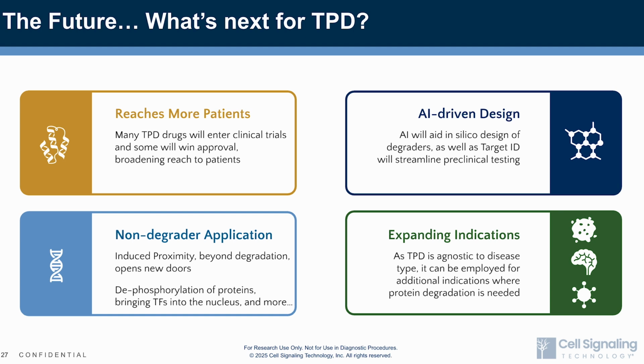With the advances of artificial intelligence, AI-driven design will also aid this field. That's not just in terms of in silico design of the degraders, but also target ID. Essentially, this is going to streamline and reduce some of the necessary preclinical testing and money spent in developing drugs. And then finally, there's an expanding number of applications. Since TPD is really agnostic to the disease or indication type, it can be employed for additional indications where any type of protein degradation is needed. So there's a lot in the future and a lot on the horizon.